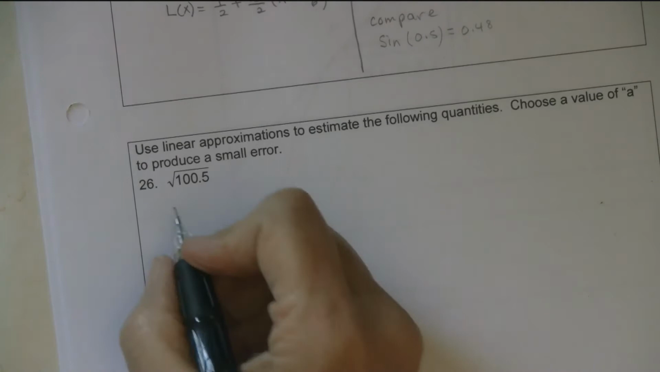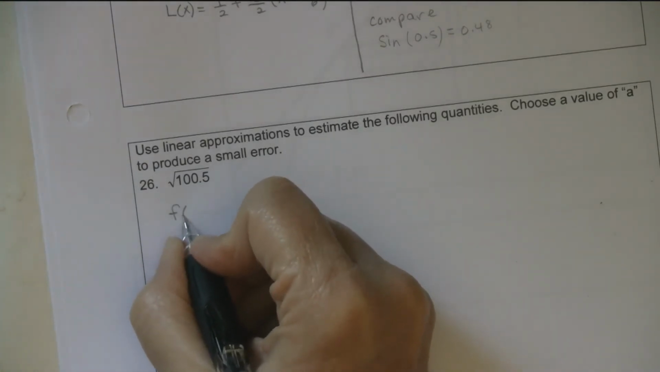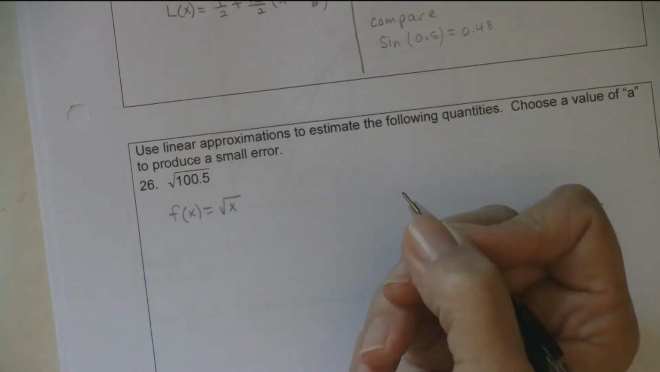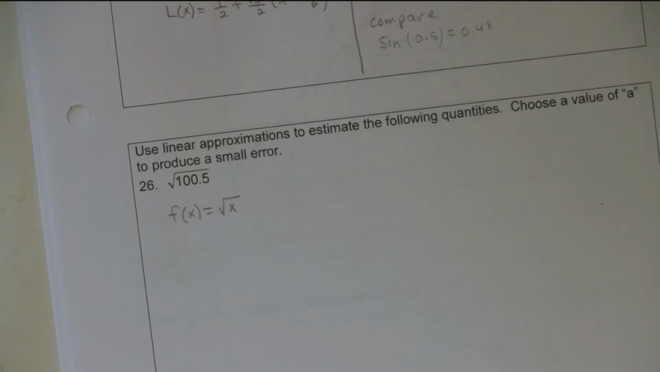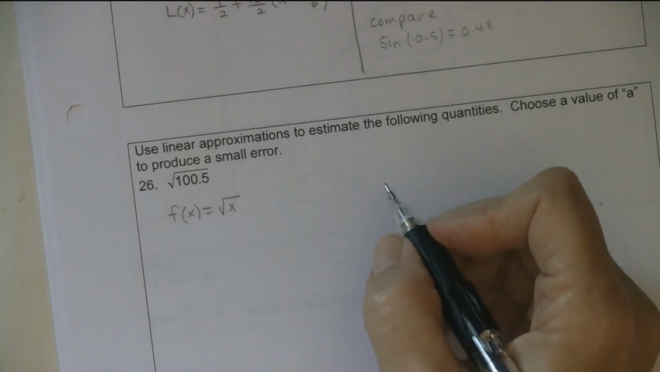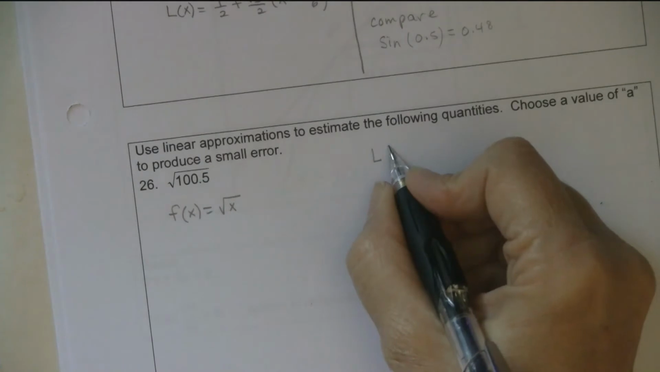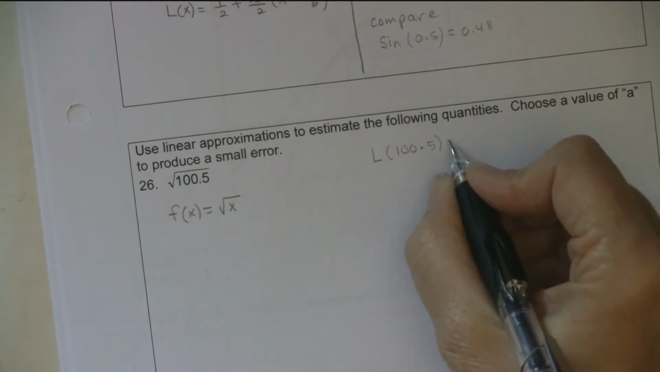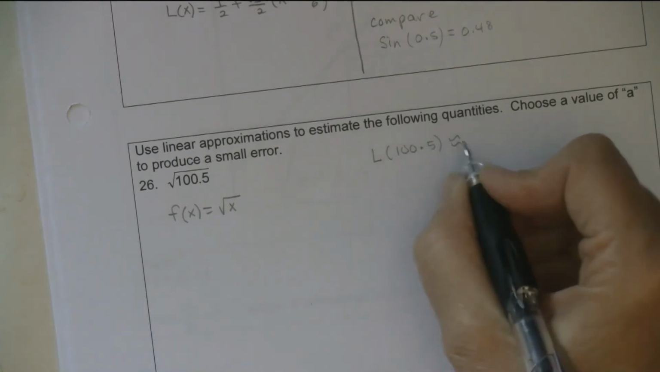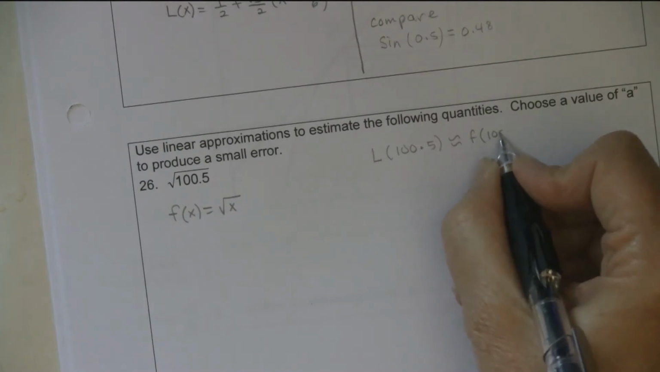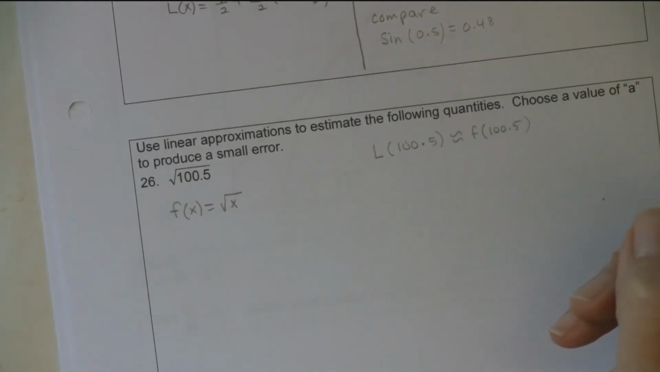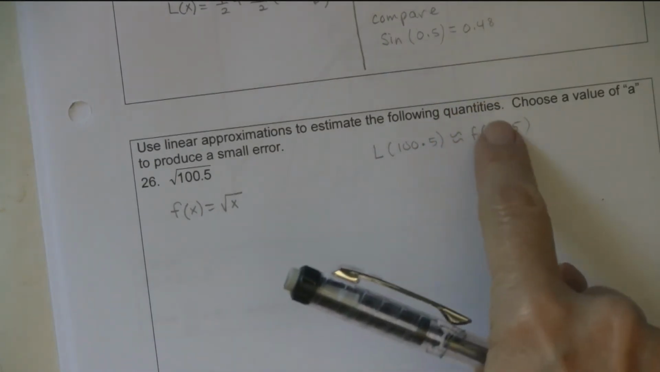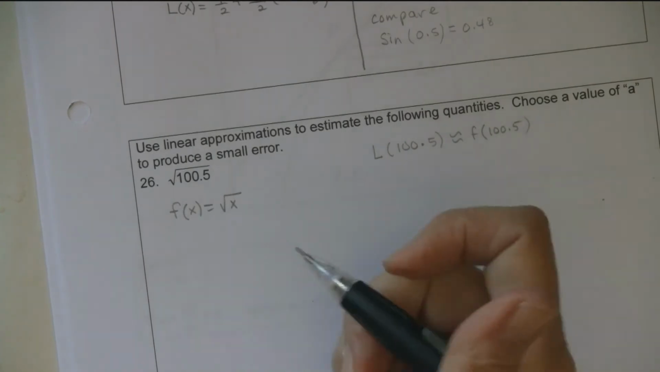And so what we want to do is set up a function that looks like this: f of x equals the square root of x. And then our idea is that we're going to use L at 100.5, and this is an estimate, approximately equal to f at 100.5, right? And so we're going to use this to approximate it. I wonder if I should have that on the other side, because this is my exact value. And so I don't know if that matters.